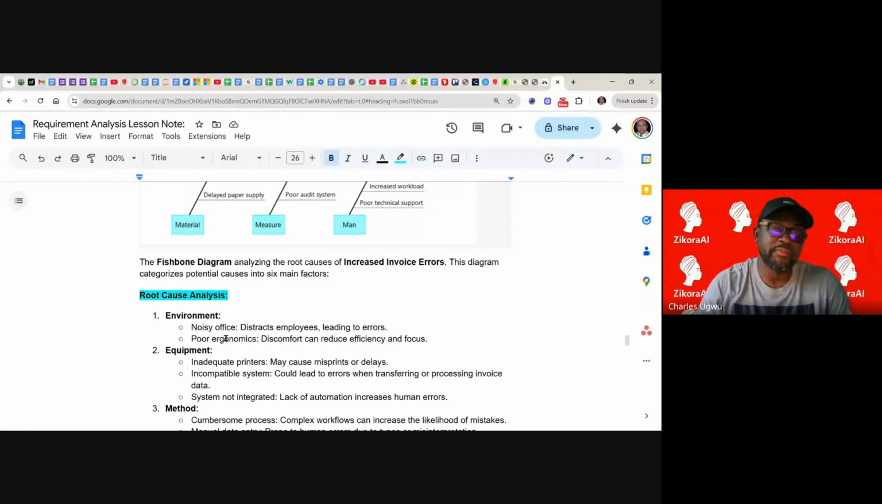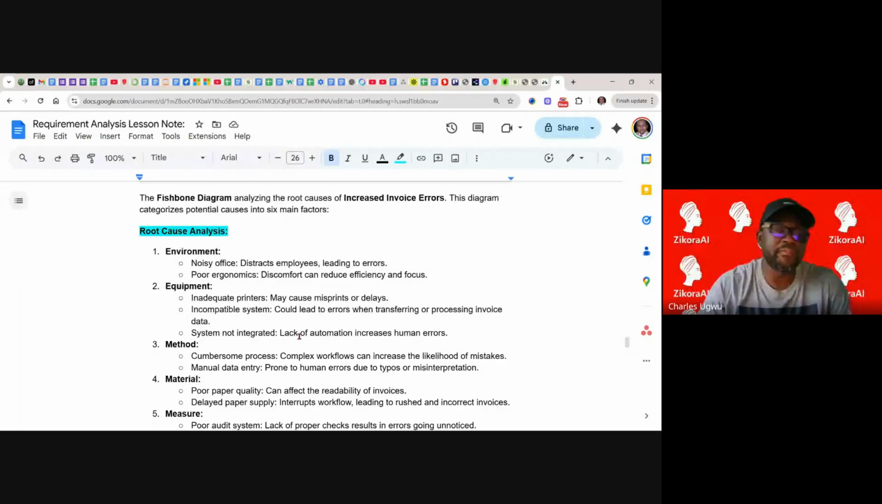Noisy environment distracts employees and leads to error. Poor ergonomics, discomfort, can reduce efficiency and focus. Equipment: an inadequate printer may cause misprint or delay. Incompatible systems could lead to error when transferring or processing invoice data. Systems not integrated, lack of automation, increase human error.